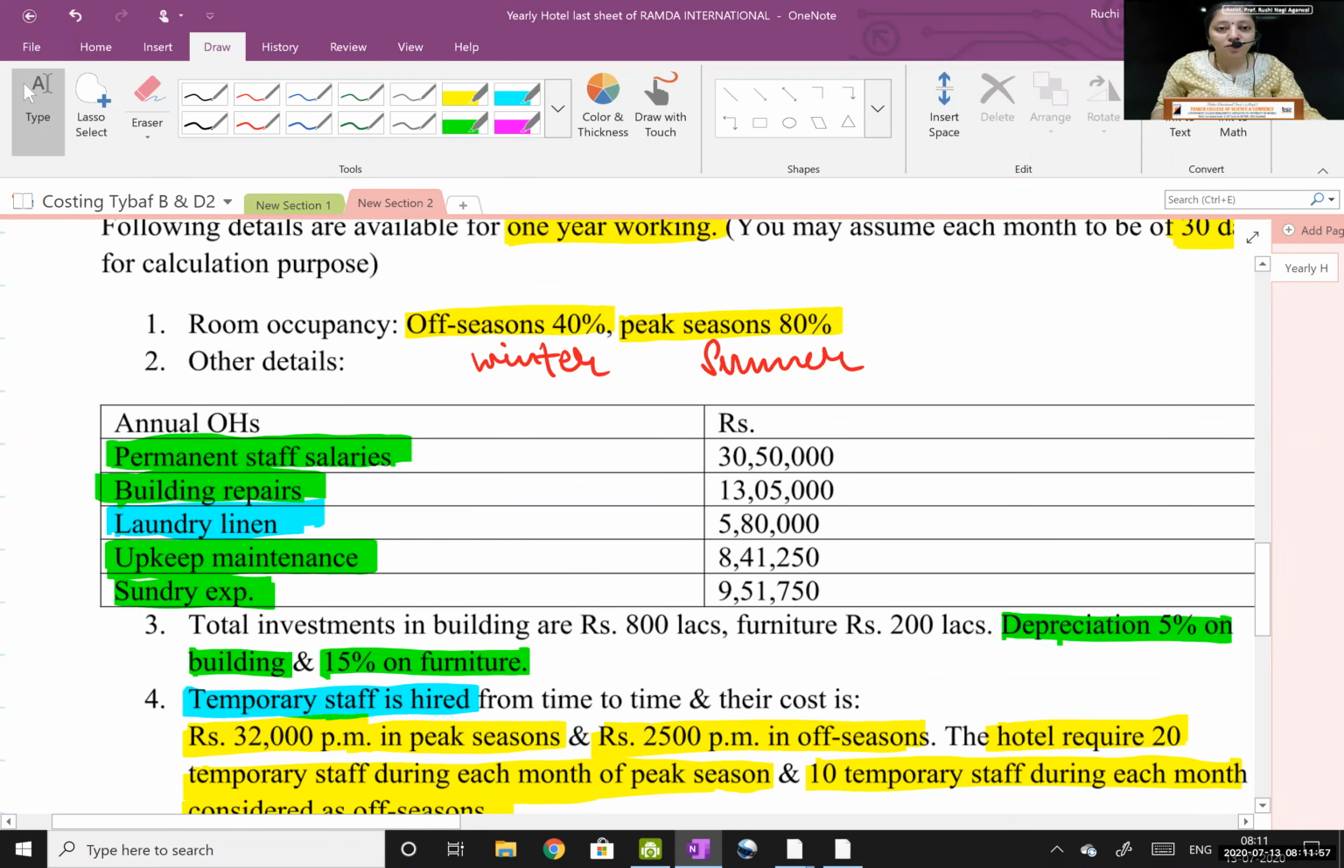Green highlighted is fixed cost, and blue is variable cost. This is a practice I have been keeping since transport cost. Permanent staff salary, building repairs, upkeep, maintenance, sundry expense, they all are not dependent on the number of room days. So they are fixed costs. Anything that depends on the number of room days is a variable cost. So in this, linen and laundry is a variable cost. This is fixed, this is fixed, this is fixed, and this is fixed. Reason? Because they are not dependent on your room occupancy.